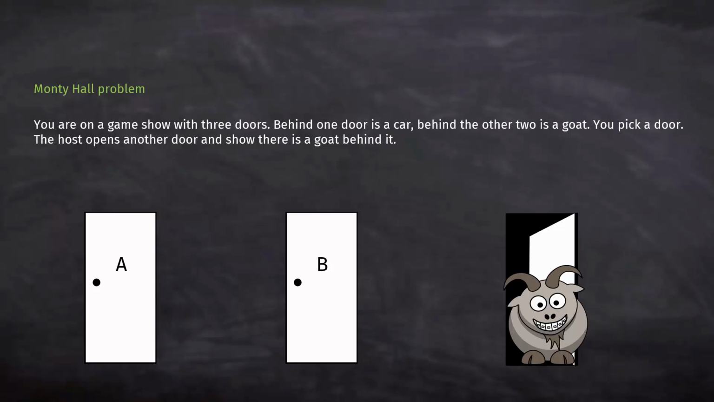And now comes the interesting part. At this point, the host will offer us a choice. Either we stay with the door we chose in the first place, door A, or we can still choose to change to door B. But that's the final choice. Then we don't have an option anymore. So either we get what's behind A if we stick with it, or we get what's behind B if we now change our mind.